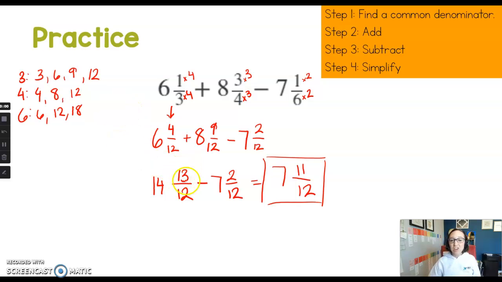So going back here, I could have changed this to 15 and 1/12, but then I would have had to borrow. Do you guys see that? If I had 1 and I had to take away 2, I would have then had to borrow and I would have still gotten a big number.